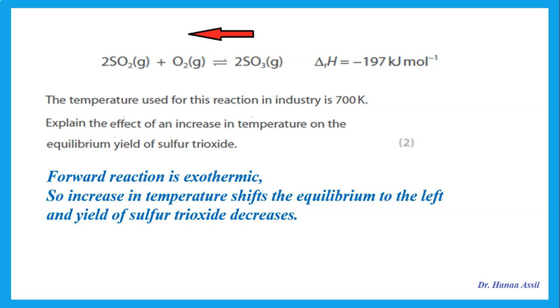So the forward reaction is exothermic. How did I know? Because the delta H is negative. So increasing the temperature, I should know, goes to the side that is endo. So if the forward is exo, that means the backward is endo. So increasing the temperature shifts the equilibrium to the left. But that means that the SO3 is breaking up to give SO2 plus O2, and that means the yield of sulfur trioxide would decrease.